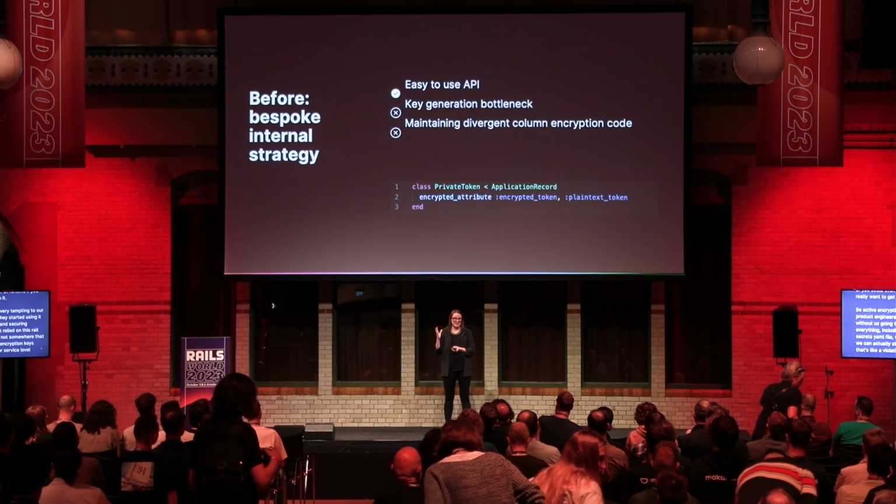So ActiveRecord encryption was very tempting to our product engineers, and if they started using it without us going through and securing everything, including it relied on this encrypted Rails secrets.yaml file, which is not somewhere that we can actually store our encryption keys. That's like a violation of our service level objective. It could be a big mess.